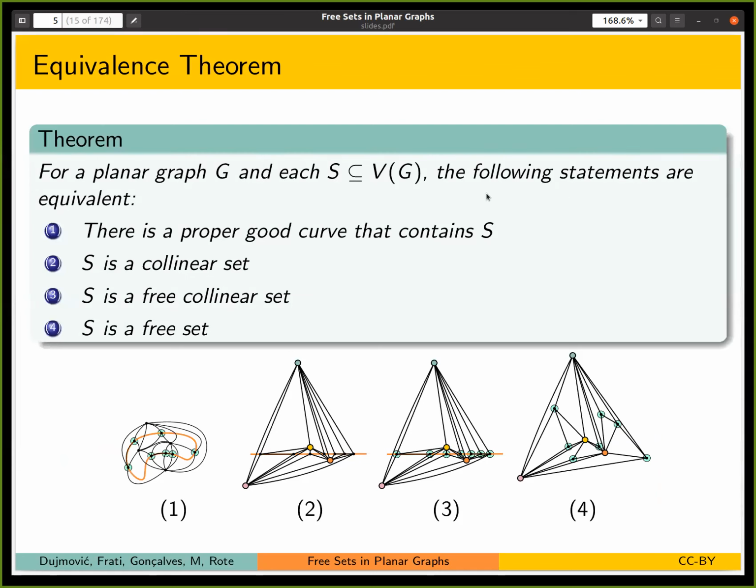So the theorem, as you may guess from the name of it, says actually all of those four conditions are equivalent. If there's a proper good curve that contains S, then S is a collinear set. I can draw it all on a line. If I can draw it on a line, I can draw it anywhere I want on a line with any particular positions on a line. And if I can draw it with any particular positions on a line, I can draw it with any particular positions in the plane. Okay. So these are not different. In fact, they're all the same.